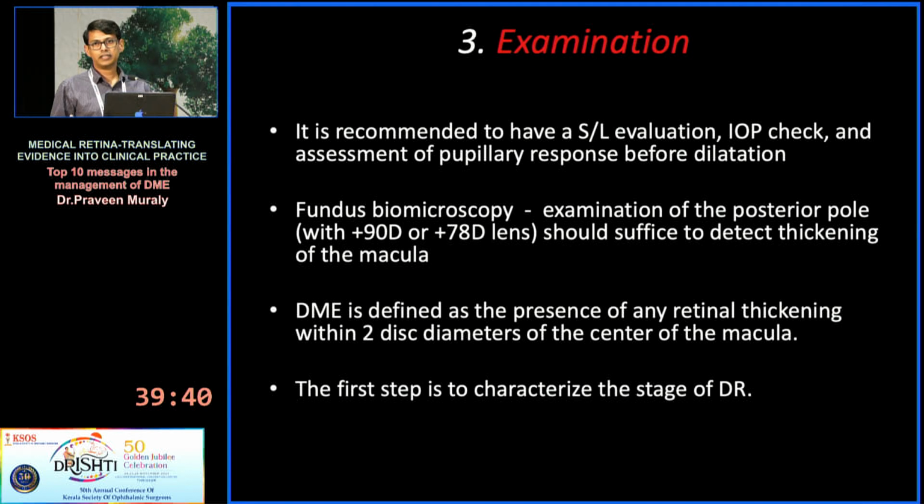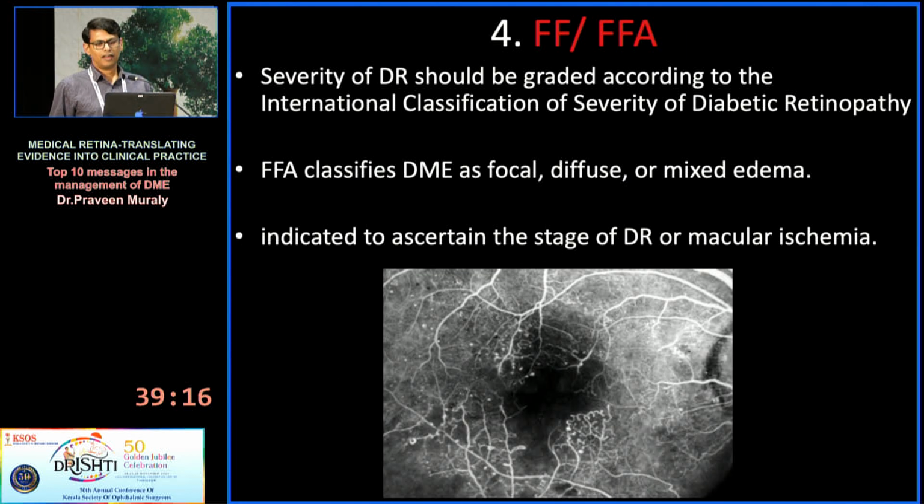When we come to examination, have a good look into the eye, see the pupils nicely, see for the margins of the pupil, to see for NVI, NVAs, check for IOP, see for how the pupils are responding to dilatation. And then go ahead with dilatation and see the fundus with either a 90 diopter, 78 diopter, or a 20 diopter lens. FFA as such, the role has become very less in case of DME.